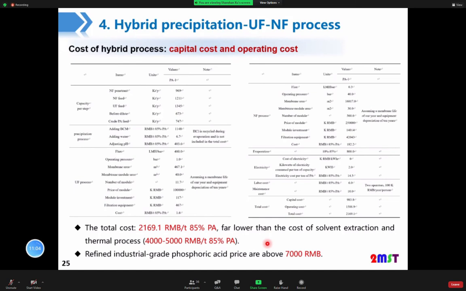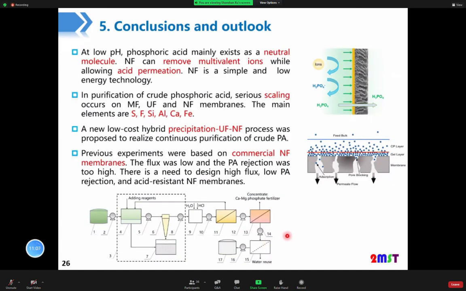To conclude, at low pH, phosphoric acid mainly exists as a neutral molecule. Nanofiltration can remove multivalent ions and allow acid permeation. Nanofiltration is a simple and low-energy technology.